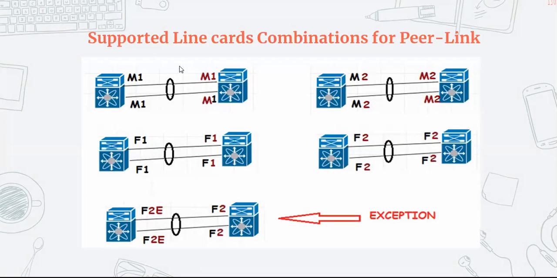For example, you can see here the supported line card combination for the VPC peer link. In the first example, we are using the M1 line cards on both sides. Here we are using the M2 line cards. Here we are using the F1. Here we are using the F2 line cards. There is one exception: on one side we can use the F2 line card and on the other side we can use the F2E. So this is one exception that we can use to form the VPC peer link.